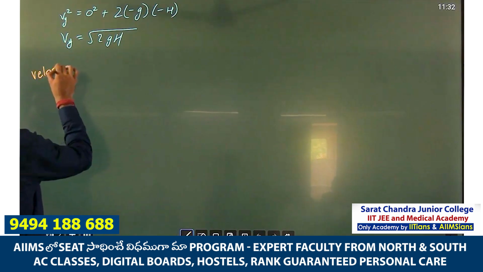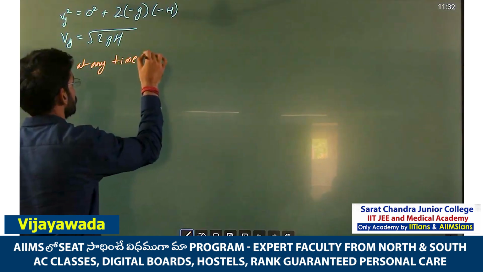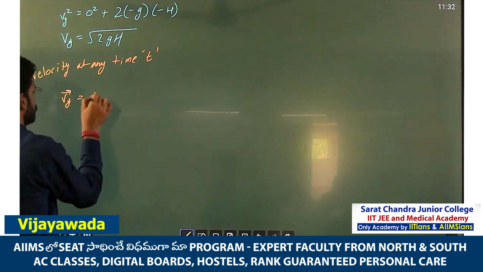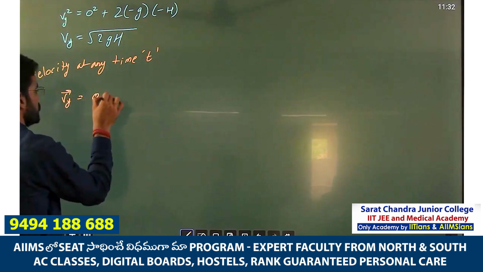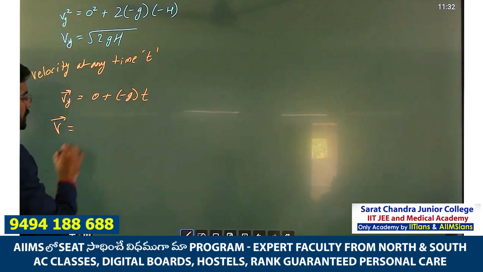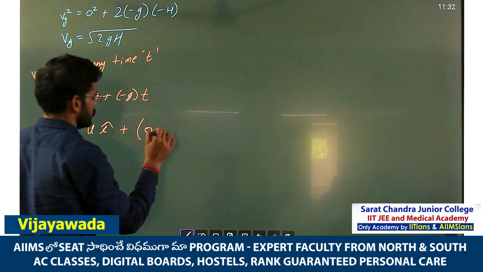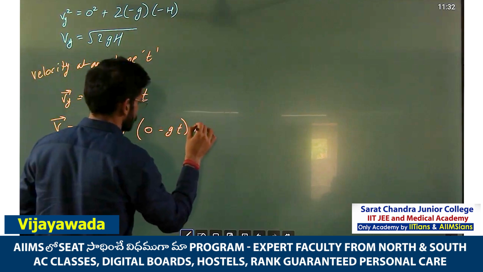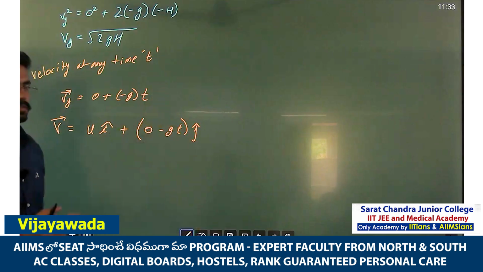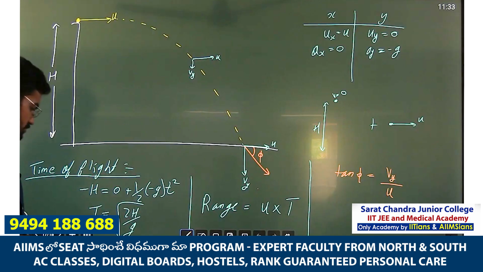What will that be? Velocity at any time t: Vy equals u, that is 0 in the vertical, plus acceleration minus g into t. So the net velocity will be u i cap in the horizontal, and 0 minus gt j cap in the vertical. Now obviously this is always coming negative, downward. Got the point? This is only the projectile.